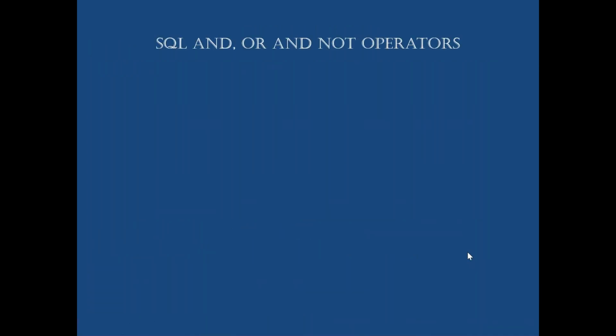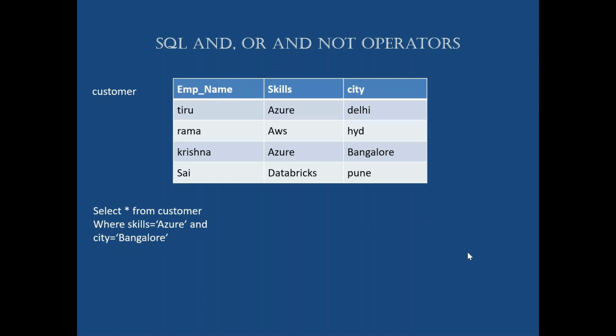Next, the AND and OR conditions. If you want to put multiple conditions, AND indicates multiple conditions within the same row. If I keep multiple conditions, they should be satisfied within a single row. This entire row should satisfy. First check, skill is Azure, yes. City is Bangalore, no. So this will not come into the output. Skill is Azure, no. This is also no. So this will not come in the output. Skill is Azure, yes. City is Bangalore, yes. Both are true, so it will come in the output.